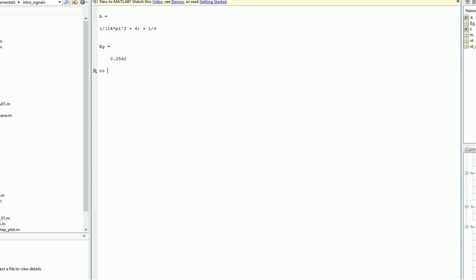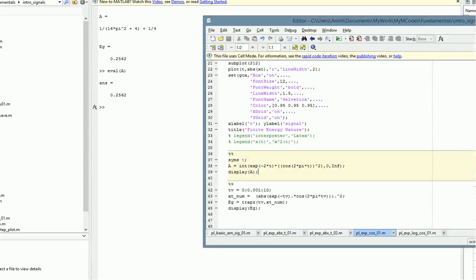So for example, by using the numerical methods, we have energy equal to 0.2562, and then by using the theoretical method, that is the symbolic Matlab approach, we also find that the energy is actually equal to 0.2562, which is exactly the same. So that means indeed the signal is of finite energy. So fortunately for this signal, we can calculate the energy value by using both the numerical method and also the theoretical method.